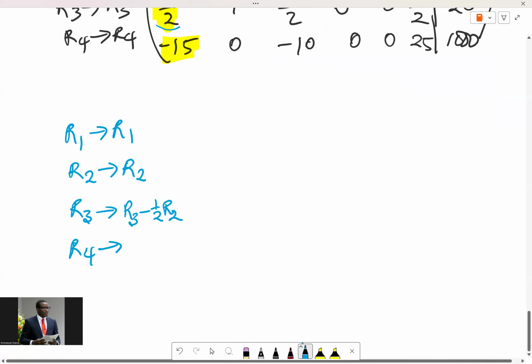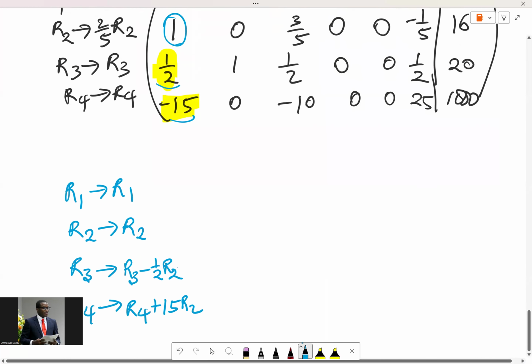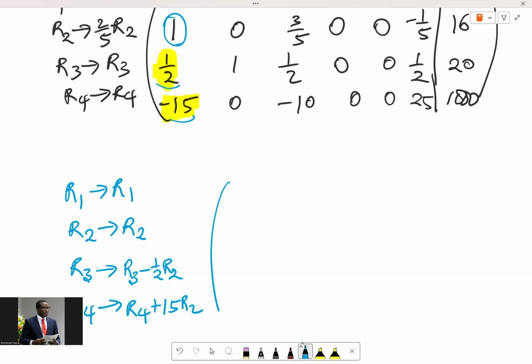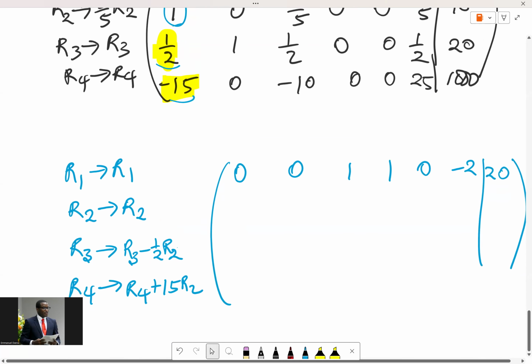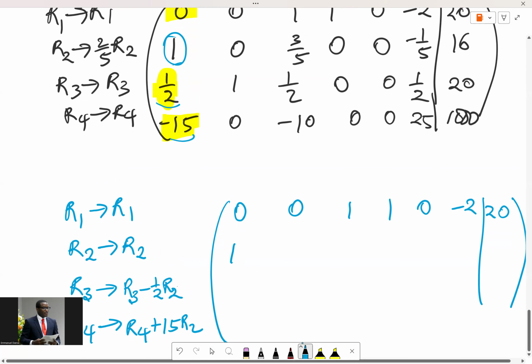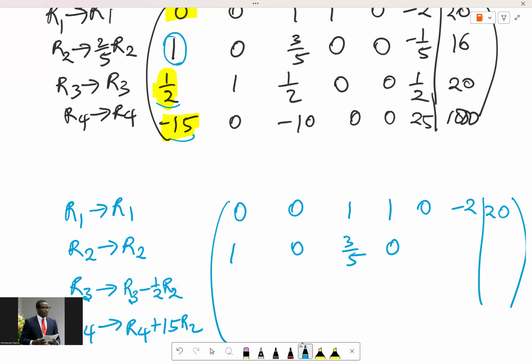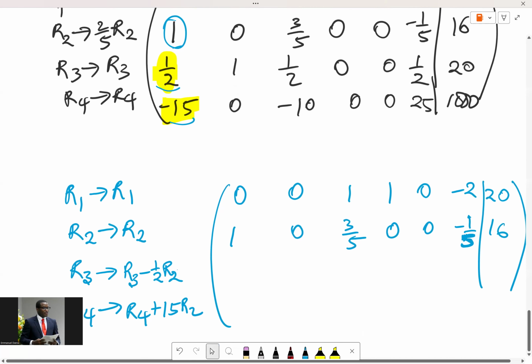Then R4 is also changing. The new R4 is going to be the old R4 plus 15 times R2. You know why? This is minus 15, so we need to say minus 15 plus 15 times 1 to get 0. That's why generally we have R4 plus 15 times R2. So let's do this. R1 is R1, so we just have 0, 0, 1, 1, 0, minus 2, then 20. And then R2 is also R2, so that is 1, 0, 3 over 5, 0, 0, minus 1 over 5, minus 1 over 5, 16.